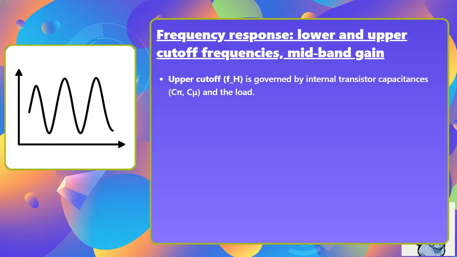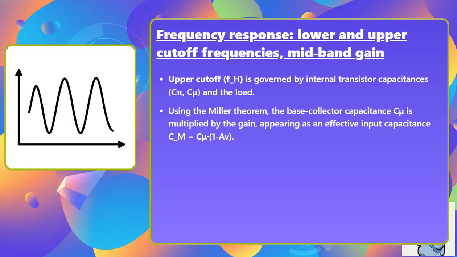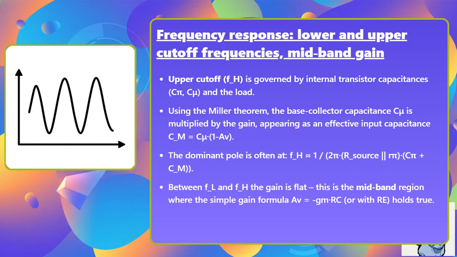Upper cutoff F upper H is governed by internal transistor capacitances C pi, C mu, and the load. Using the Miller theorem, the base collector capacitance C mu is multiplied by the gain, appearing as an effective input capacitance Cm equals C mu times 1 minus Av. The dominant pole is often at F upper H, approximately equal to 1 over 2 pi times the parallel of R source and R pi, times the sum of C pi and Cm. Between F lower and F upper H, the gain is flat.